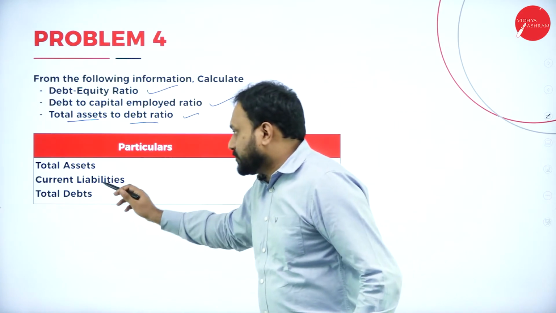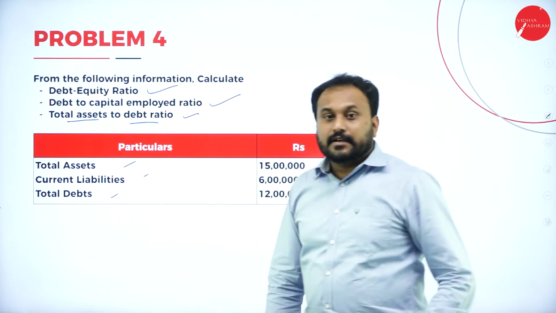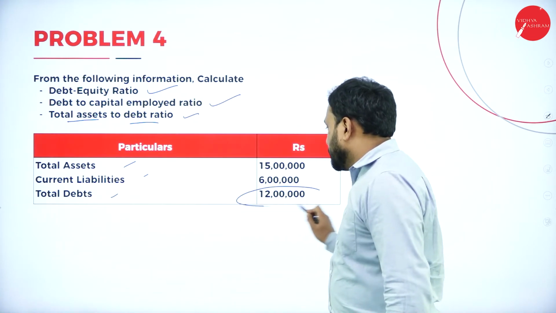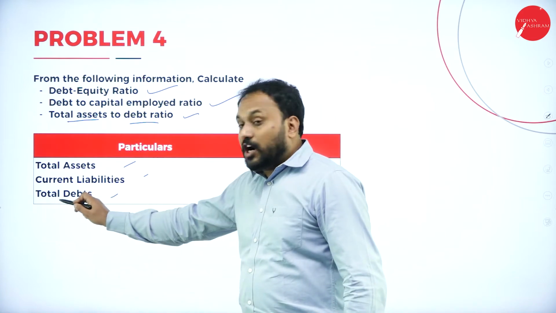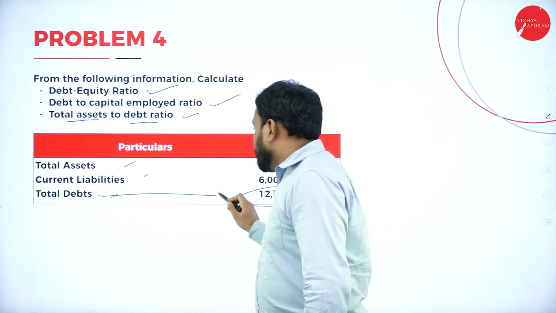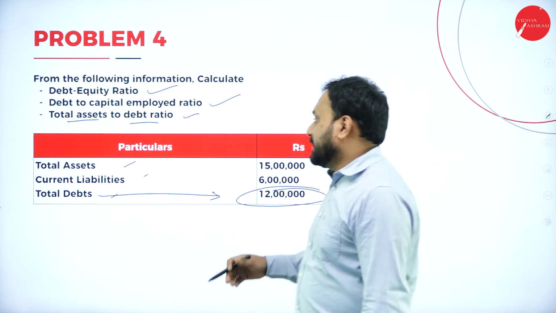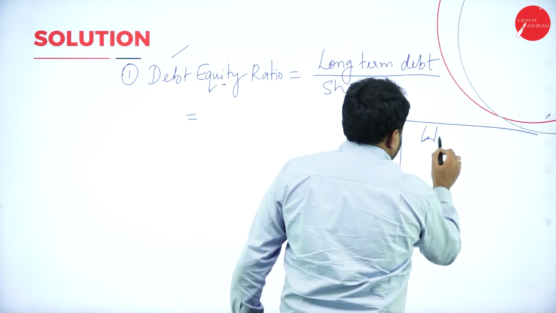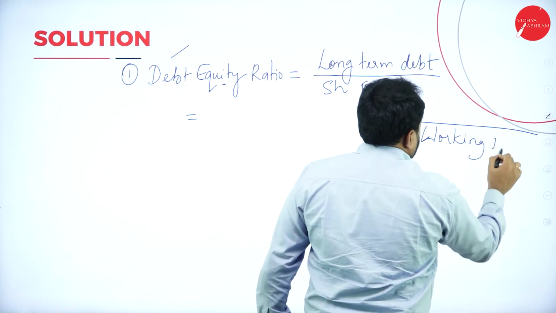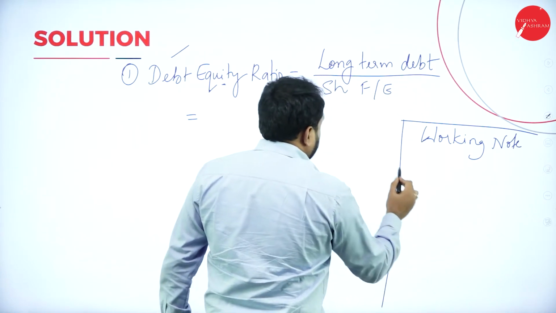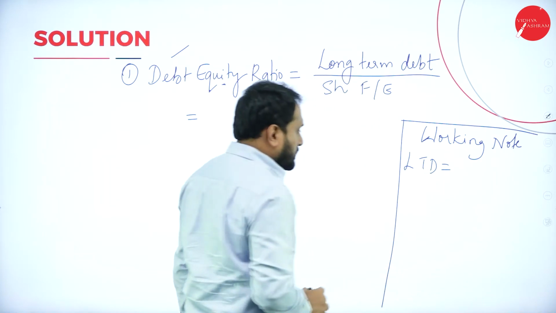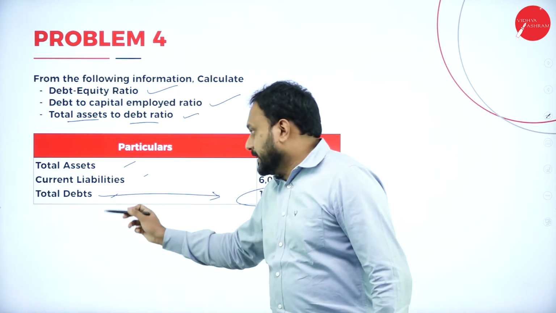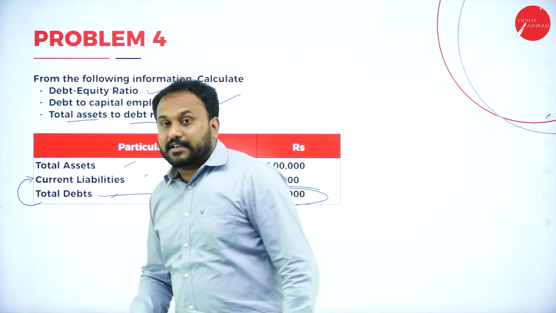Now we have only three entries: total asset, current liability, total debt. What students usually do is, the minute long-term debt is there, they write the entire amount. Please understand here, they have not given long-term debt. It is total debt. So I'll show you the working note here. Working note: long-term debt is equal to, what all we have here? We have total assets, current liabilities, total debt. Total debt minus current liability is my long-term debt.